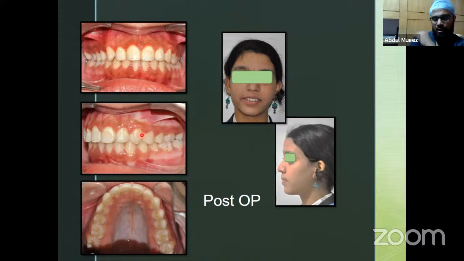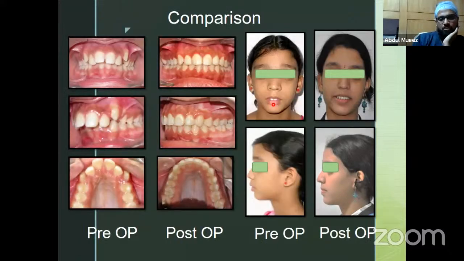So the take-home message from these cases is that they had to be dealt with in two phases. First, we had to get her jaw forward. Once we got the jaw forward, we started aligning all her teeth. Once the alignment was done, this is how she was after completing 2 years, 3 months of treatment. So this is pre and post.